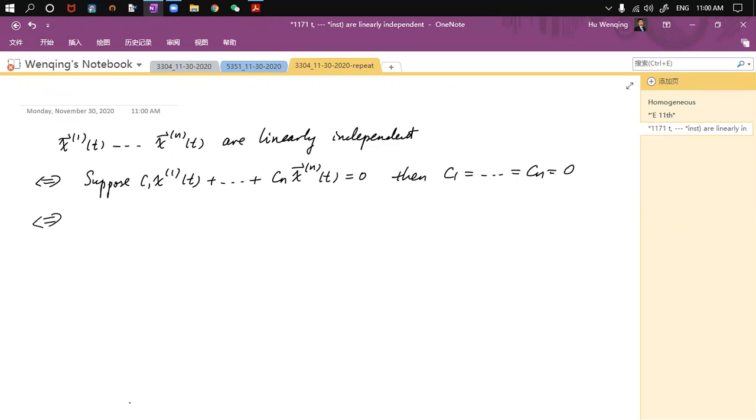So the Wronskian is formulated as W of x1 of t up to xn of t. That's the determinant of this square matrix, x1 of t up to xn of t. You're going to put the column vectors in a row.